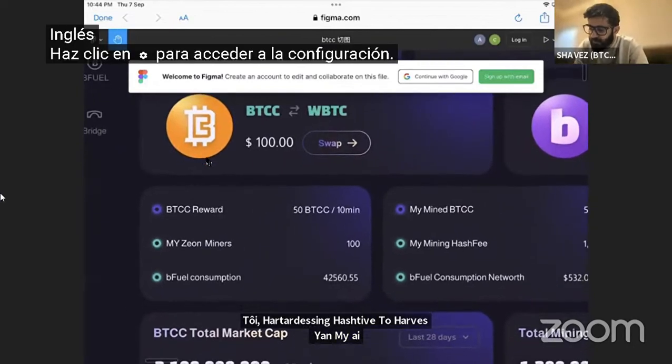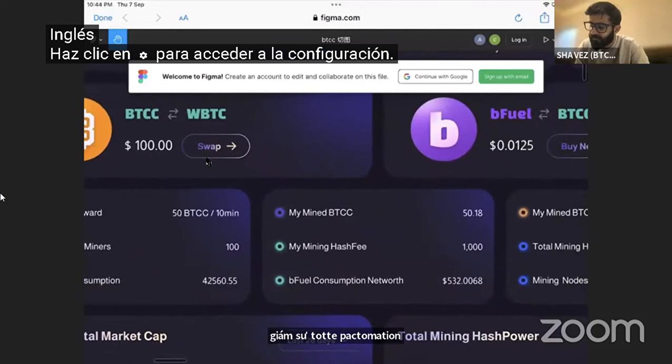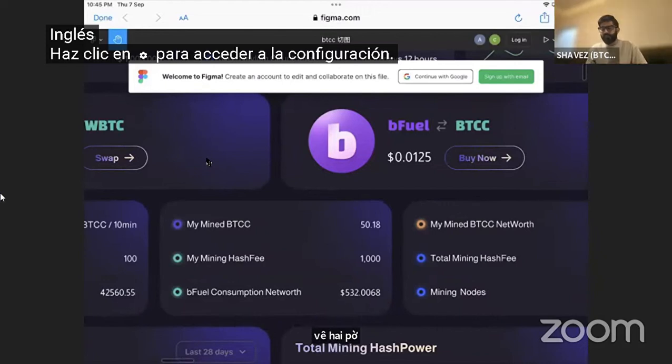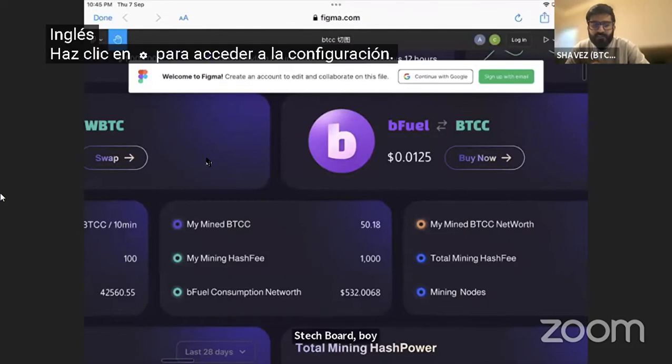So your BTCC reward every 10 minutes is 50 BTCC. Your number of miners that you have attached in your DApp is 100. Your total B fuel consumption, which is happening right now, and total mined BTCCs, 50. Your mining hash fee is the B fuel that you have spent or burned to mine.